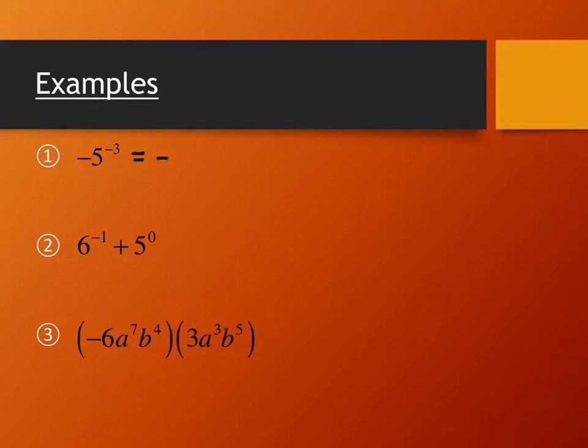So what's going to happen to my 5? It's going to be in the denominator. So I'm going to create a fraction with a 1 in the numerator because I don't have anything else to put there, like there's no other values. And I'm going to have a 5 to the third in the denominator.